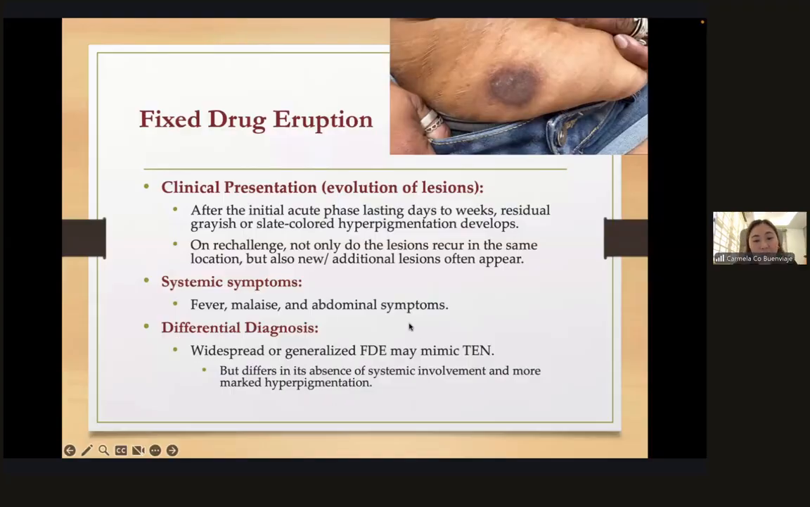For differential diagnosis, widespread or generalized fixed drug eruptions may mimic toxic epidermal necrolysis, which we will discuss later, but differs in its absence of systemic involvement and more marked hyperpigmentation. So in fixed drug eruption, there's usually no systemic involvement. If ever, maybe fever, that's it, but no multi-organ involvement. And then it's usually more hyperpigmented since repeated injury makes those lesions hyperpigmented eventually.